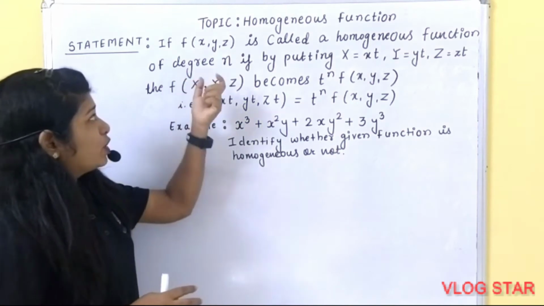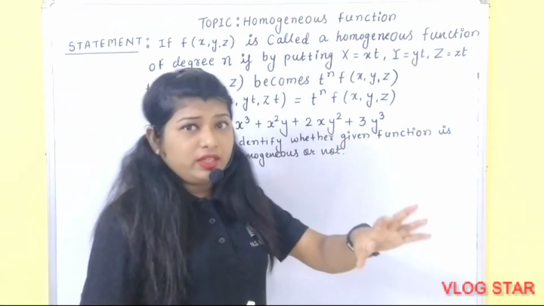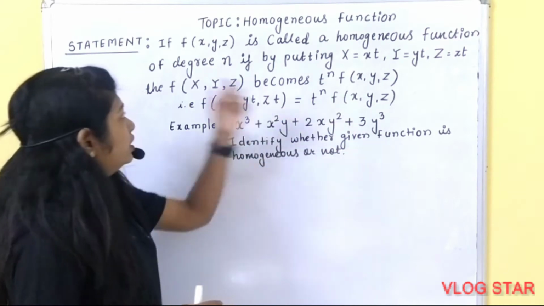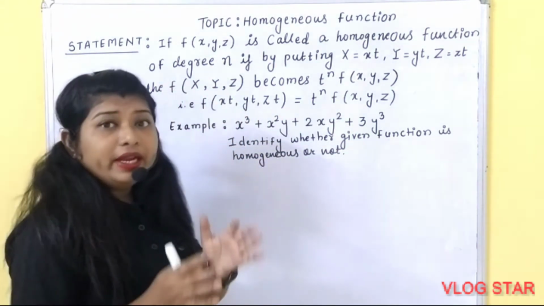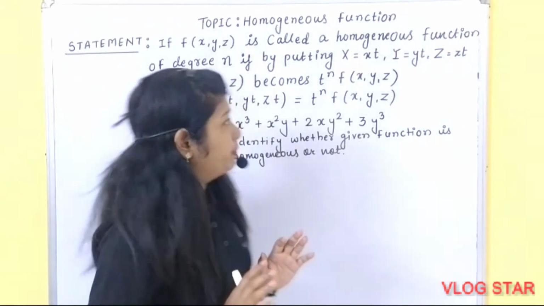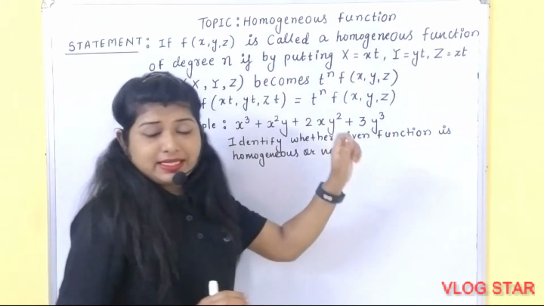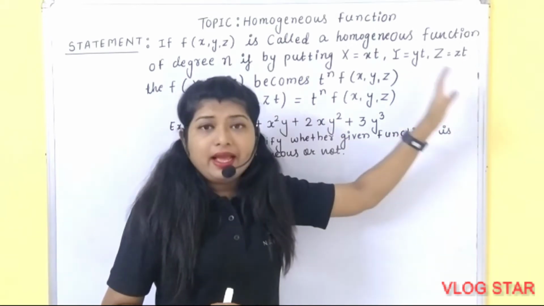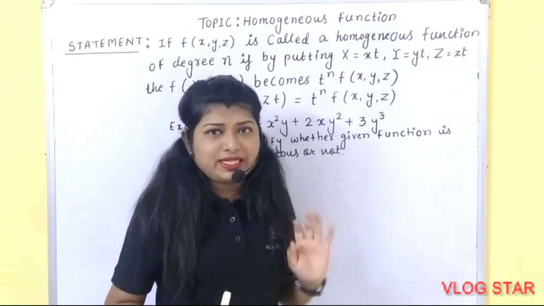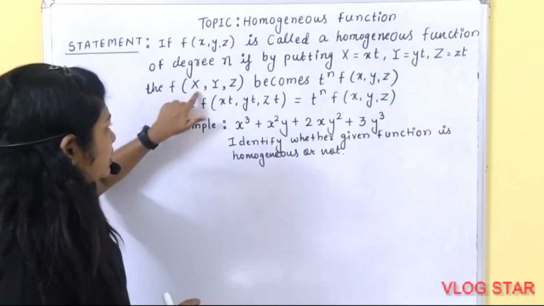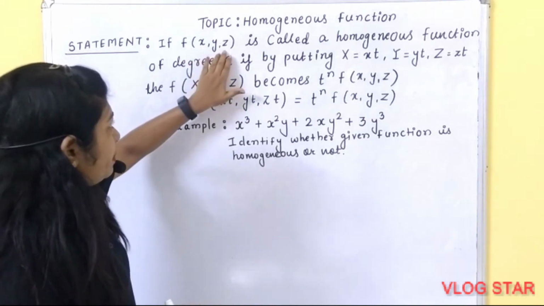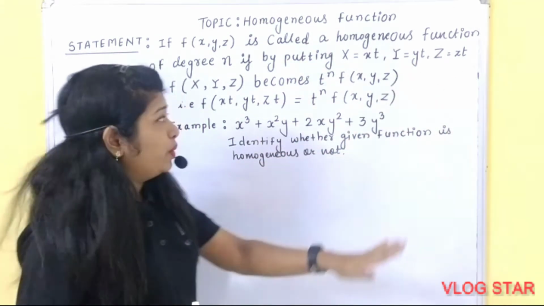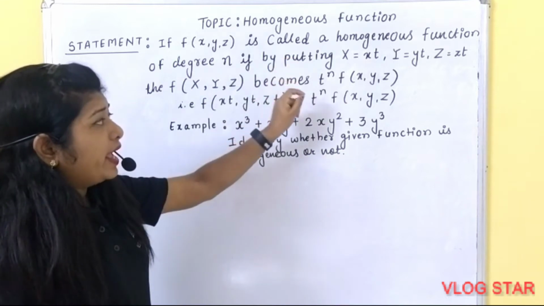If f of x comma y comma z, that is, a function with respect to x, y, z, is called a homogeneous function of degree n, where n is the degree of that particular homogeneous function, by putting capital X equal to xt, capital Y equal to yt, and capital Z equal to zt, then f of X comma Y comma Z, because we have replaced x, y, z by capital X, Y, Z, becomes t raised to n f of x comma y comma z.